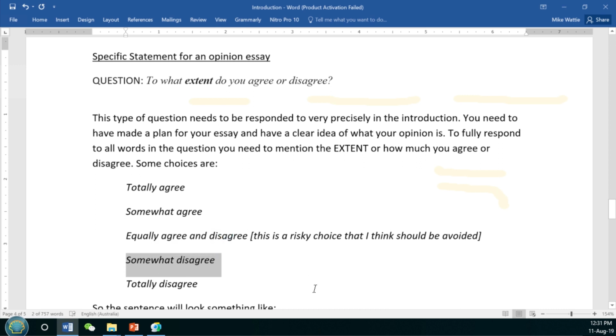Alright then, and you might somewhat disagree, which means that the main thrust of the essay is about disagreeing, but then there's some aspect or situation where you agree. So you might think that teachers can be replaced by technology. However, there might be some situation where they can't, for instance with young children who still need to be supervised and monitored. And then you could totally disagree. You could argue about the value of teachers and why they're needed and why teachers can never be replaced by computers.